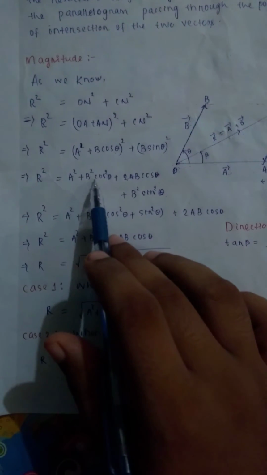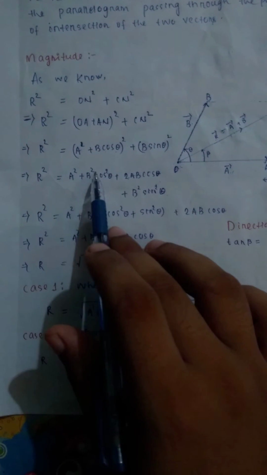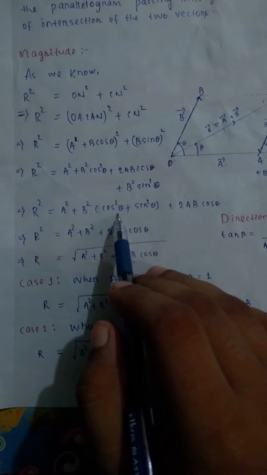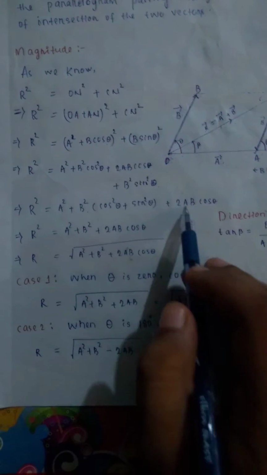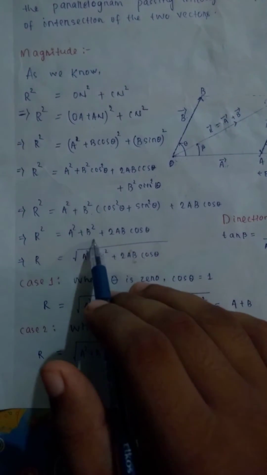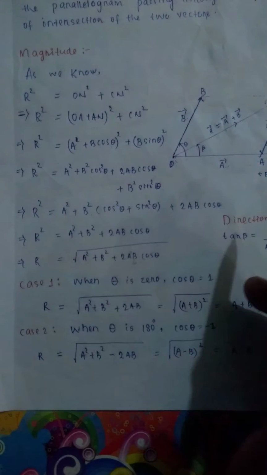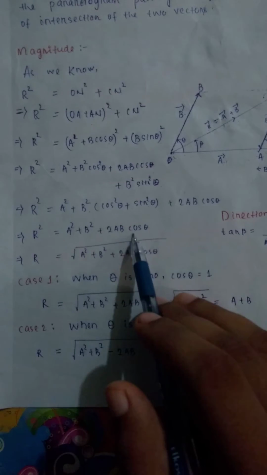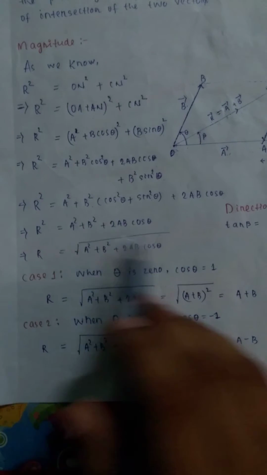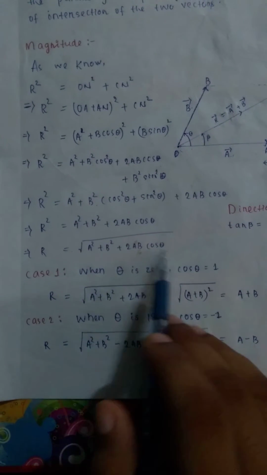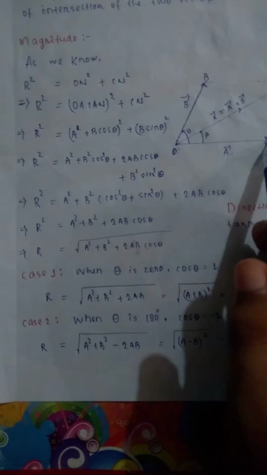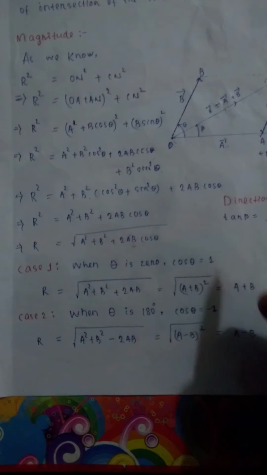Now taking B square common, this is cos square theta, this is sin square theta, then 2AB cos theta. So R square is equal to A square plus B square, because cos square theta plus sin square theta is equal to 1, plus 2AB cos theta. This implies R is equal to under root A square plus B square plus 2AB cos theta. This is the magnitude. And depending upon the angle between A and B, we have two special cases.